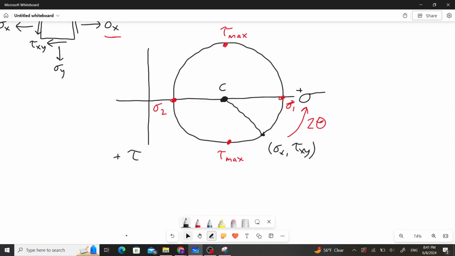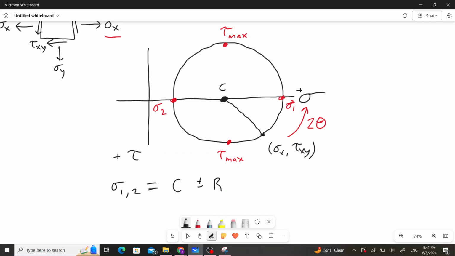If we wanted to know what our maximum stress, sigma 1, is, we can see just by looking at the geometry that our maximum and minimum principal stresses are simply the location of the center of the circle plus or minus the radius of the circle. So really what we need to do is figure out what the radius of the circle is.